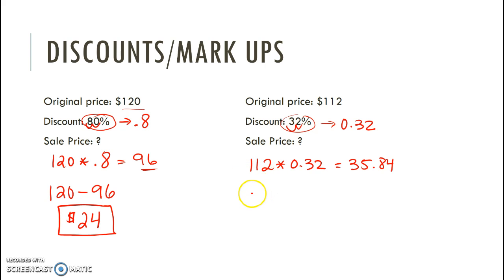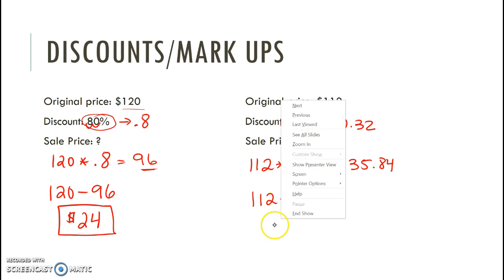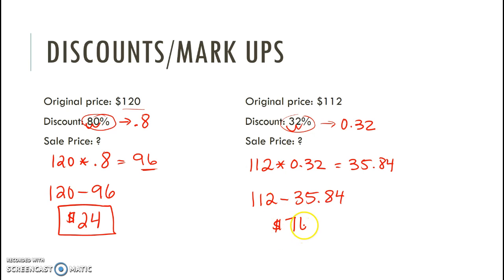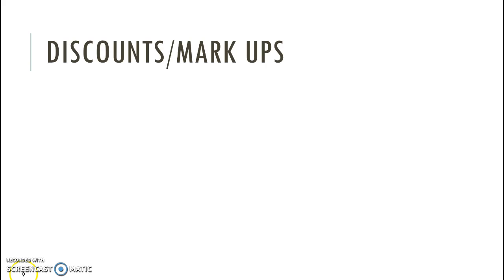So we need to take that original price of $112 and we're going to subtract $35.84 from that. So remember, money always has two decimal places unless it's an even amount of dollars. We wouldn't have to have those decimal places there. But once we subtract this, we should get $76.16 as our sale price. So we find the percentage of our original price first and subtract that from our original. So let's go on to our next problem.